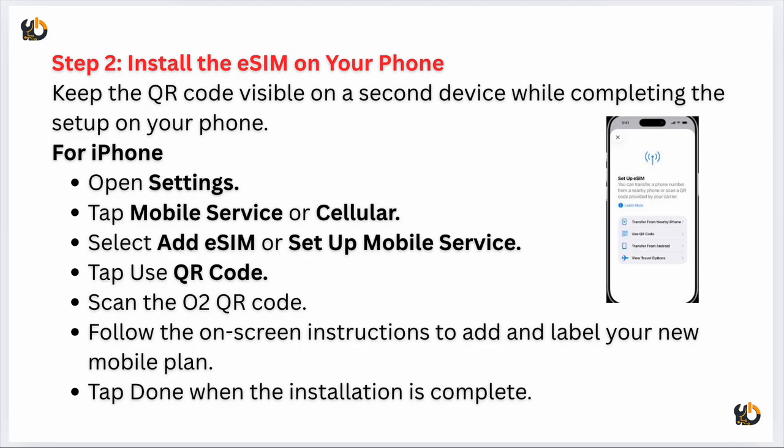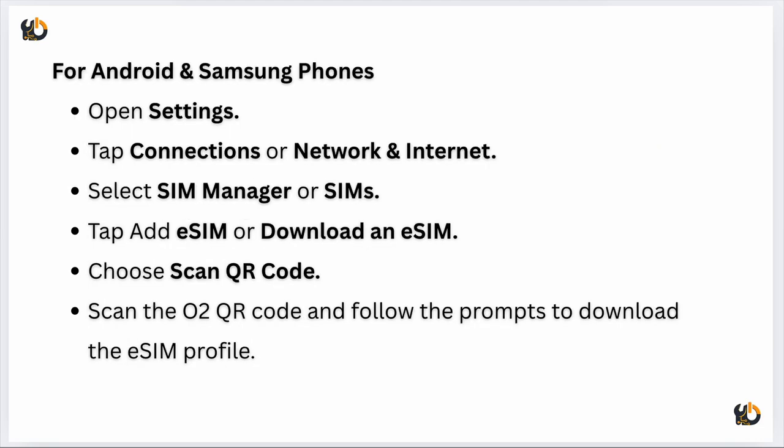For iPhone, open the settings. Now tap mobile services or cellular. Then select add eSIM or set up mobile service. Then tap use QR code and scan the O2 QR code. And follow the on-screen instructions to add a label to your new mobile plan. Then tap done when the installation is complete.